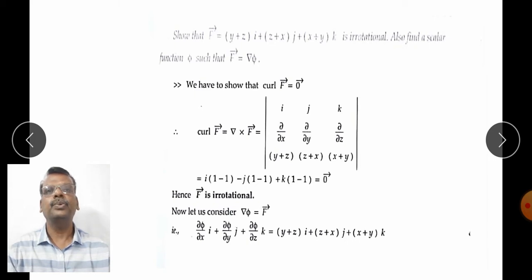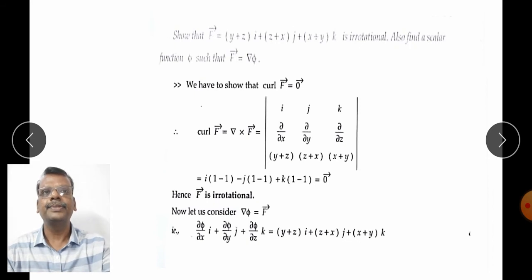Naturally, we have to prove that curl f bar is equal to 0, means del cross f bar is equal to 0. That is equal to the determinant of i, j, k, dou by dou x, dou by dou y, dou by dou z, and f1, f2, f3. Here f1 is equal to y plus z, f2 is equal to z plus x, f3 is equal to x plus y.